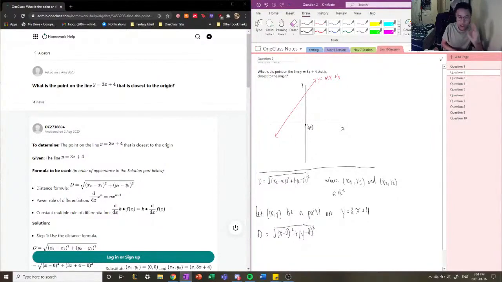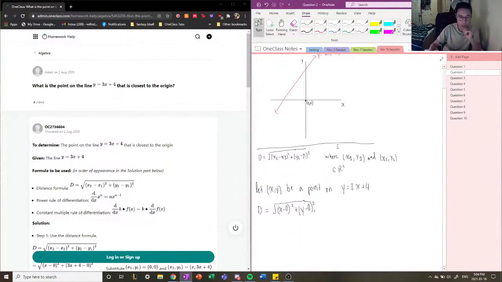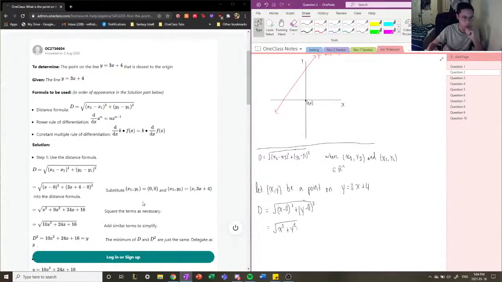Okay, so this is the distance in units between our point xy on our line, y equals 3x plus 4, from that point to the origin. That's the distance formula, right? So if we were to simplify this, we would get d equals the square root of x squared plus y squared.